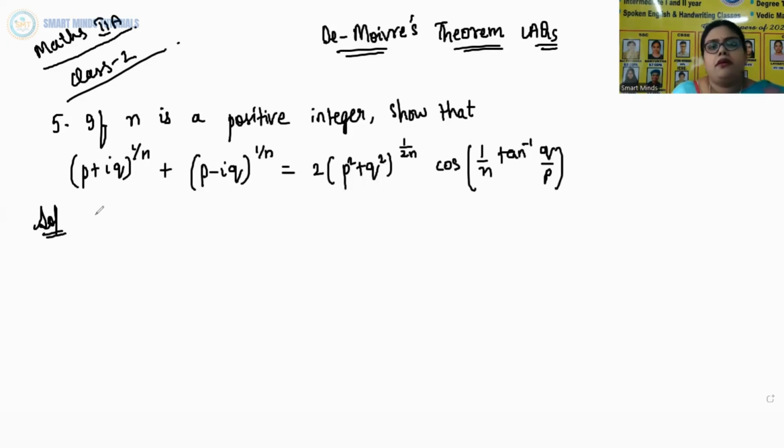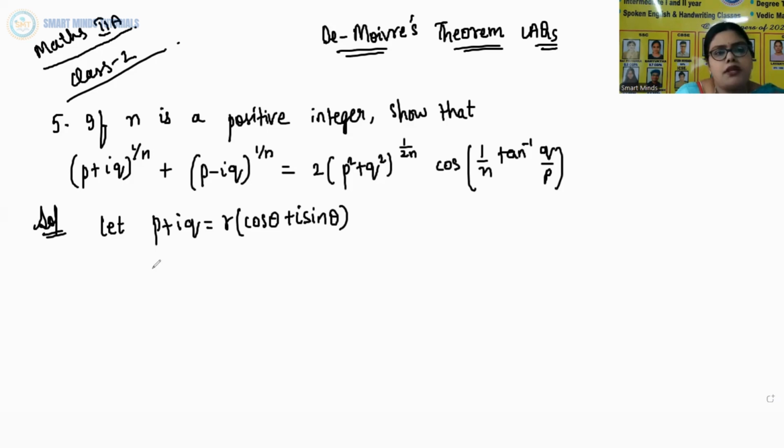Like the same way how we have done the first 2 questions, where we were taking the first bracket and converting it into modulus amplitude form, the same way we will proceed. So let p plus iq is equal to r into cos theta plus i sin theta. We are doing this way because we don't know what p and q are, so we are equating it to r into cos theta plus i sin theta. Now we are comparing real and imaginary parts. So we get p is equal to r cos theta and q is equal to r sin theta.